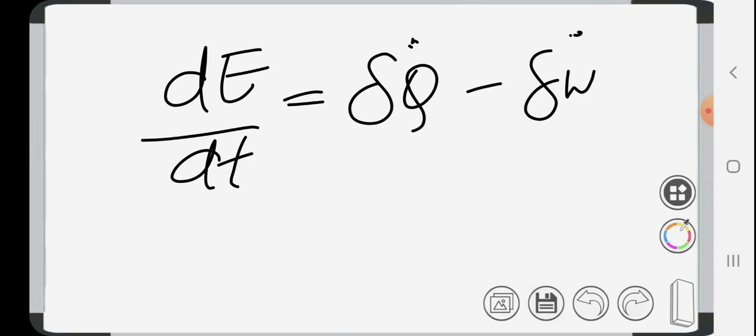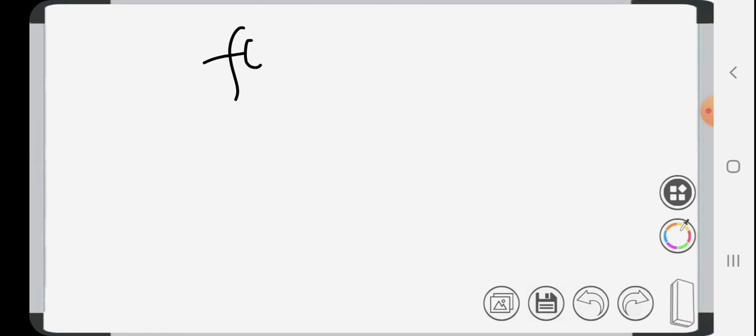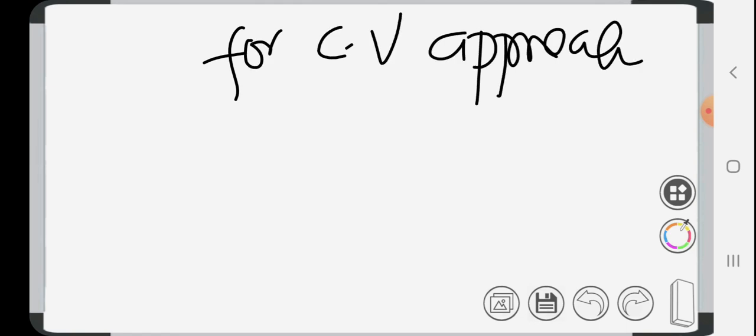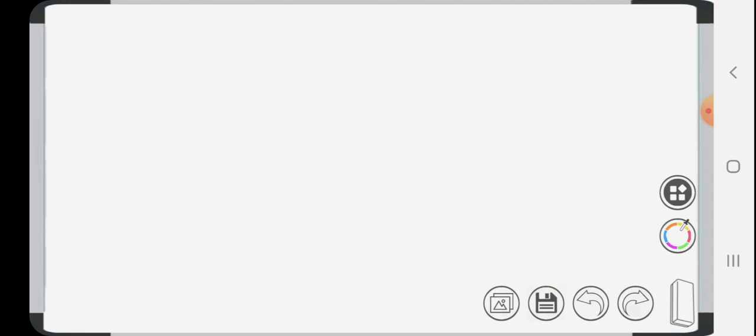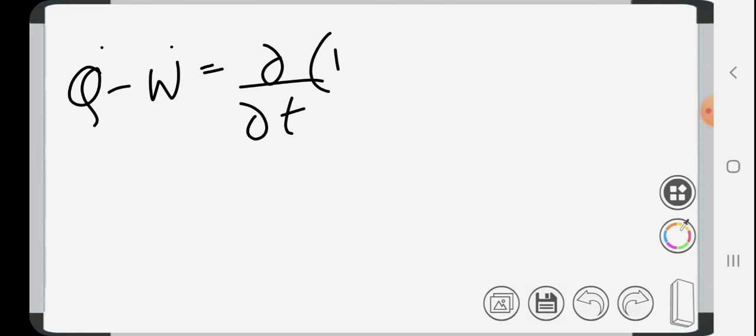So here you have to put dot. So these two are in rate form. For the control volume approach, how can you write? You might have already studied this in your thermodynamics. I will remind you once more. Q dot minus W dot equal to dou by dou t of mass into energy.